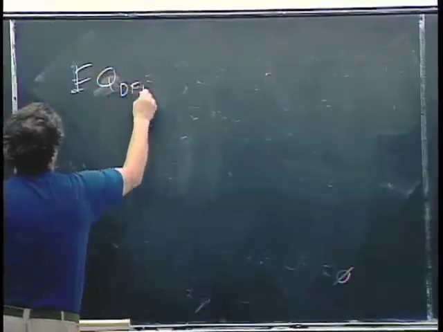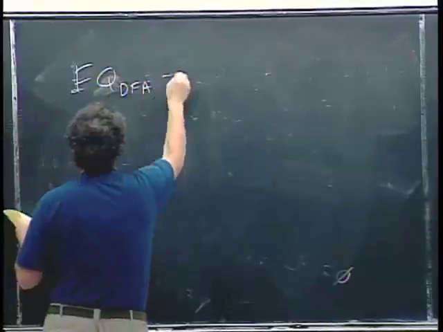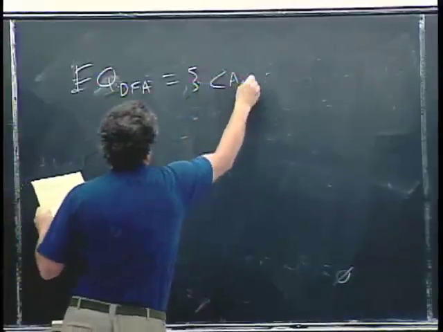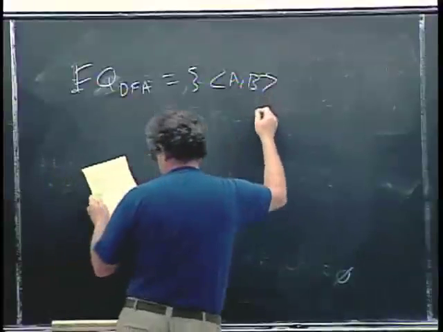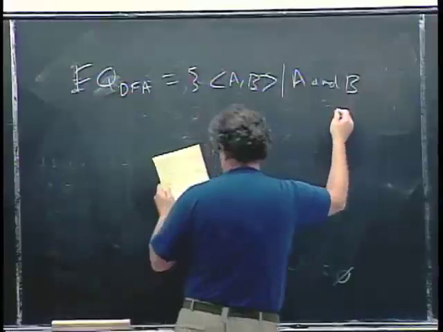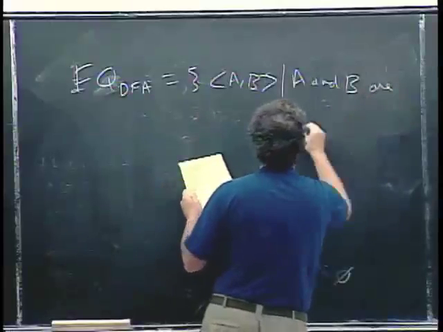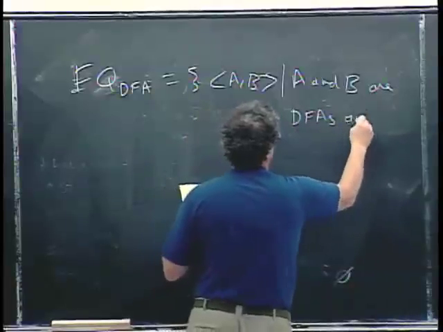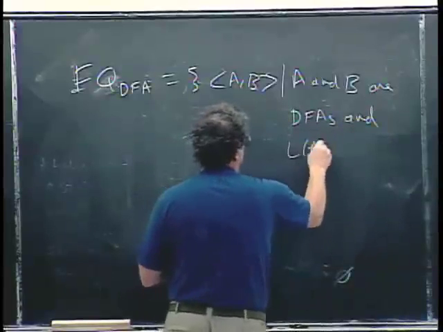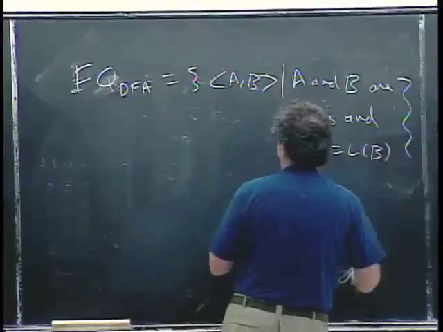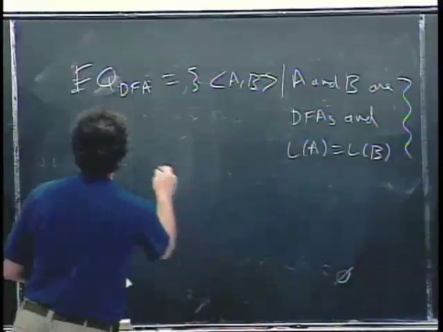EQ DFA equals AB, where A and B are DFAs, and L(A) equals L(B). Okay? So this is the equivalence question.